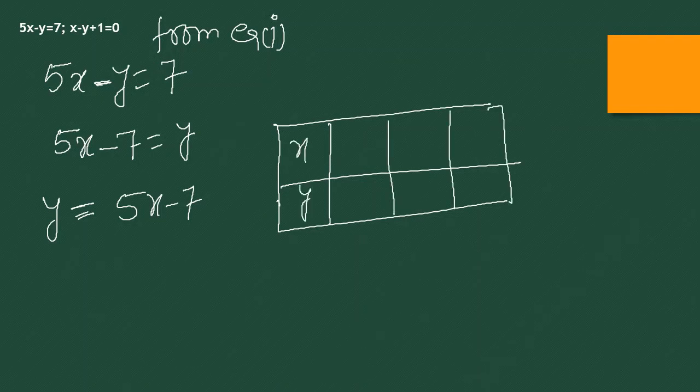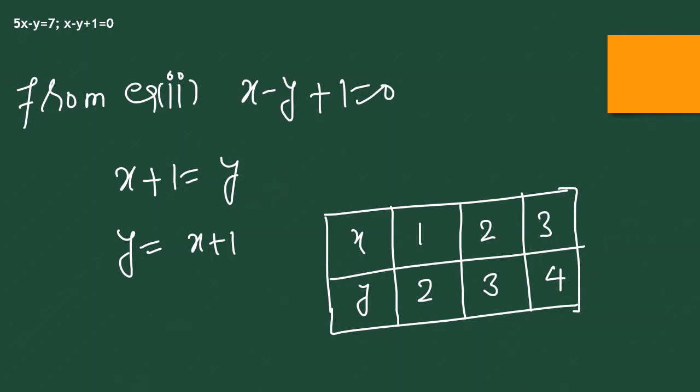So here I'm taking x equal to 1. See, 5 into 1, so 5 minus 7, it will be minus 2. I'm taking 2, so 2 fives are 10, 10 minus 7 is 3, and I'm taking 3, 3 fives are 15, so here 8 will be there. So now directly we found the pair of values for 5x minus y equal to 7. Dear students, we have found the values for y by putting the value of x for the first equation.